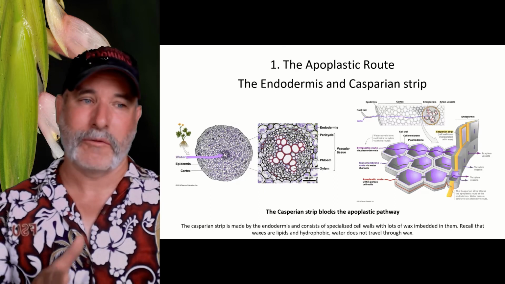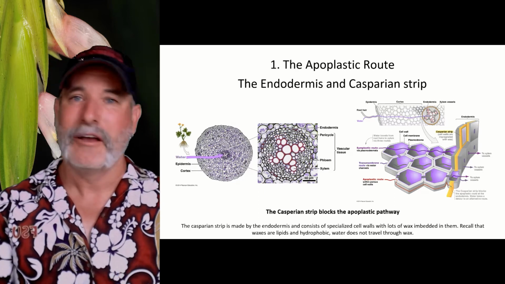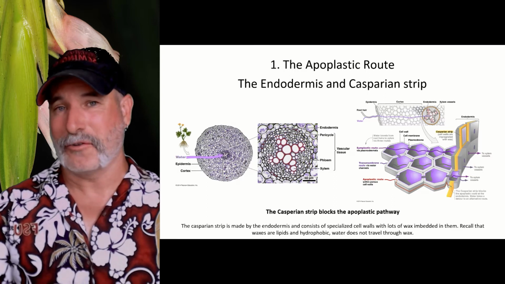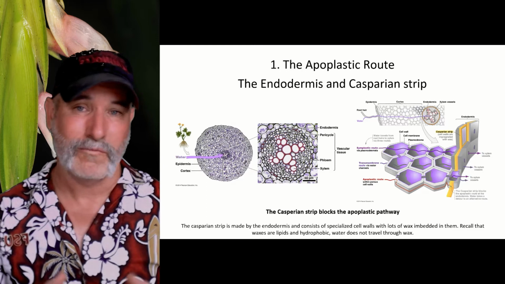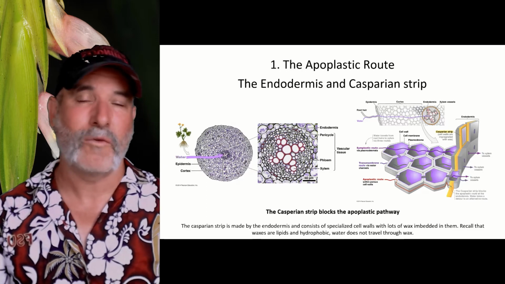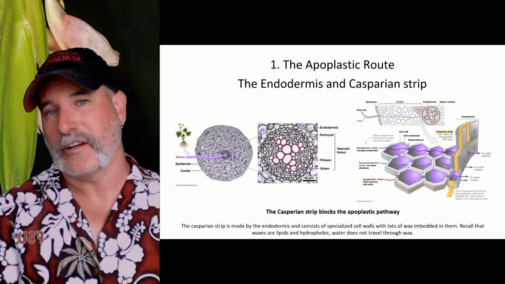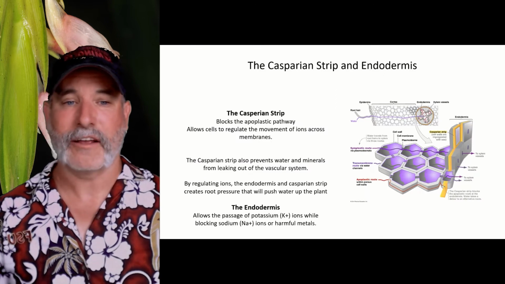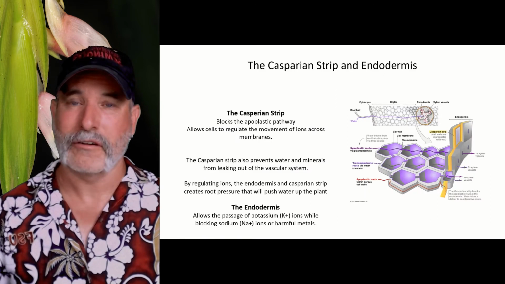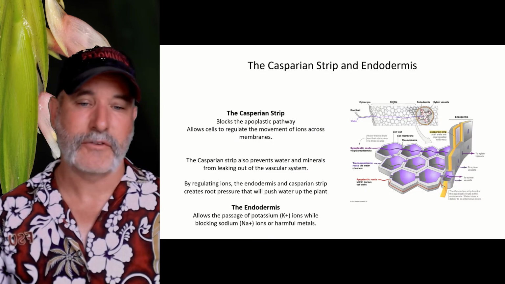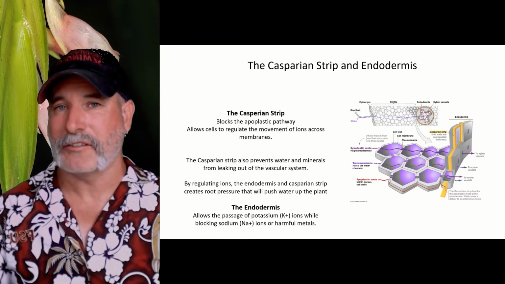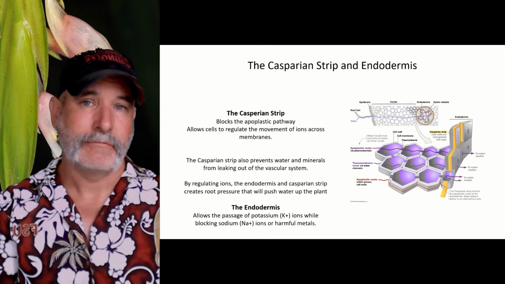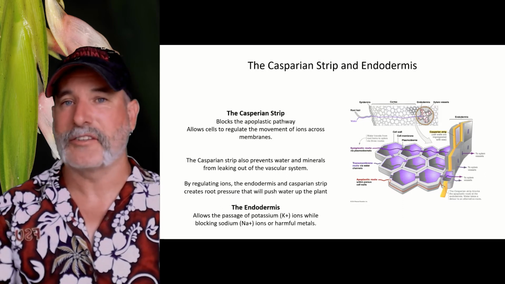So then you're blocked by the Casparian strip. And now the endodermis, through all these different types of ion channels, facilitated transport, and even active transport, can regulate the ions that enter into the vascular tissue. And like I said, that's very important for maintaining homeostasis for these plants. And whilst allowing potassium and calcium to enter, it'll block sodium because plants don't want a lot of sodium in there.